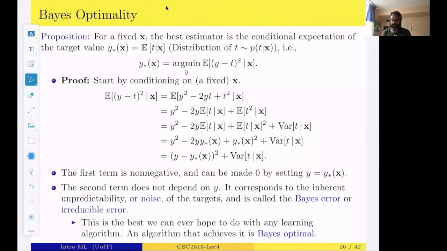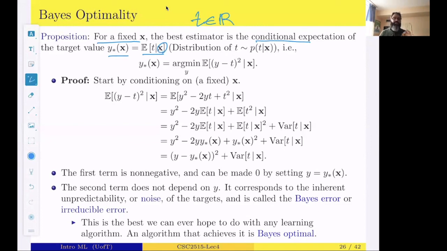First we try to answer the question of what would be the equivalent of m. Suppose x is fixed. The best estimator in terms of squared error is the conditional expectation of the target value, basically the expectation of t given x. This is for the regression case, so the target belongs to R. I denote it by y star of x.